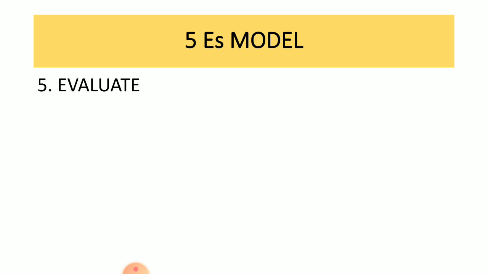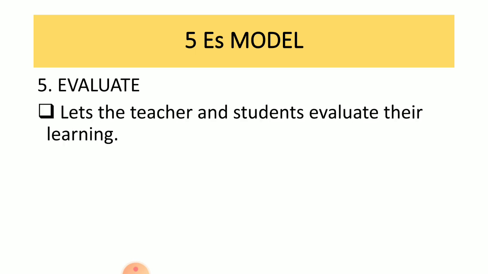And evaluate. The last part of the 5Es model is evaluate. Here, it lets the teacher and students evaluate their learning. How? Giving short exercises is usually the mode of evaluation. Here, the teacher can be creative by implementing other evaluation activities. So that is the 5Es model.